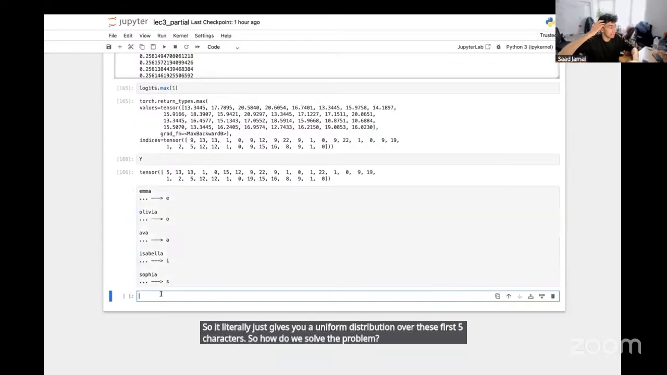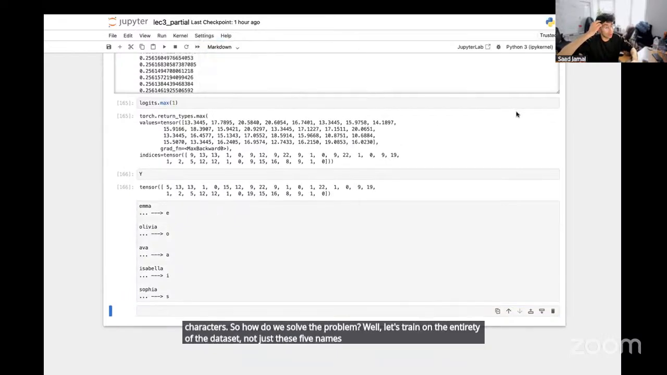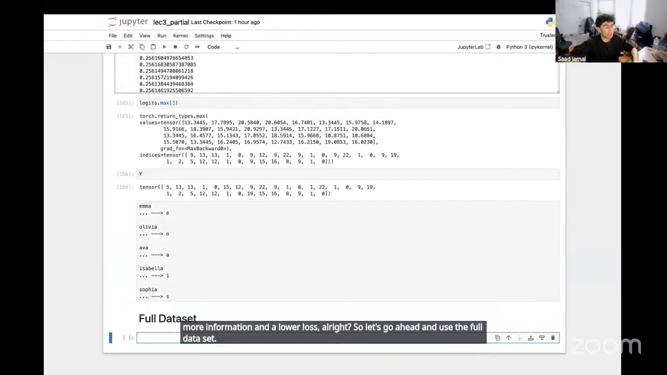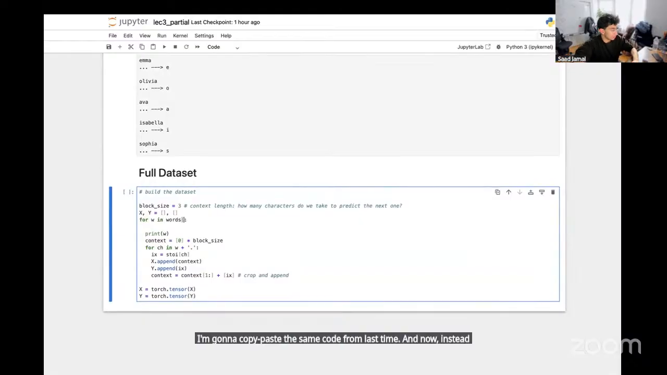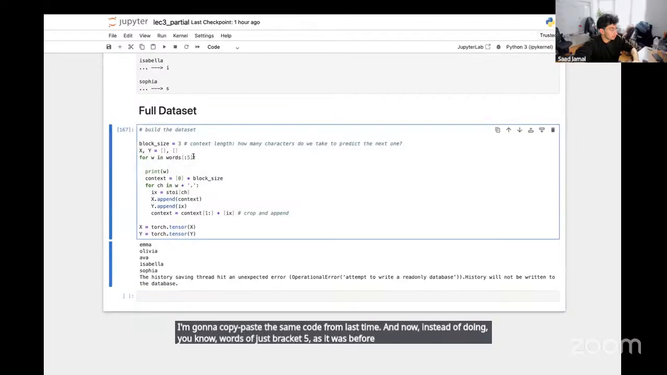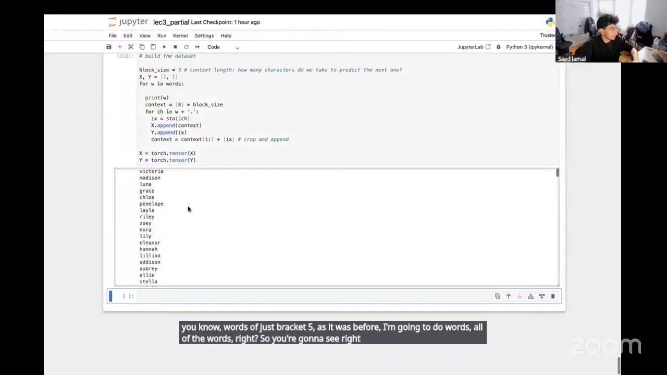Well, let's train on the entirety of the data set, not just these 5 names, right? Hopefully that'll give us more information and a lower loss. All right, so let's go ahead and use the full data set. I'm going to copy paste the same code from last time. And now instead of doing words of just bracket 5 as it was before, I'm going to do words, all of the words, right? So you're going to see right there, these are each of the words.